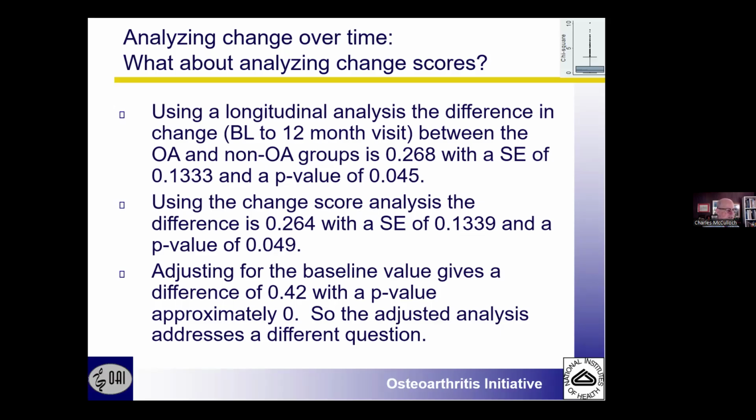If I adjust for baseline, the estimated difference is 0.42 with a p-value that's about 0. The adjusted analysis is not answering the same question. It's not answering whether the change in time is different between the two groups. So I don't recommend this as a standard analysis. There's an interesting article some years back now by Maria Glymour, which shows that adjusting change score analyses for baseline values almost never answers a reasonable causal question. So you probably don't want to be doing it.